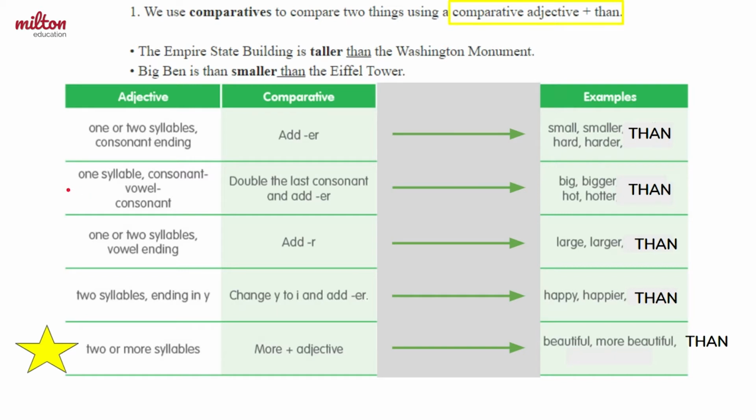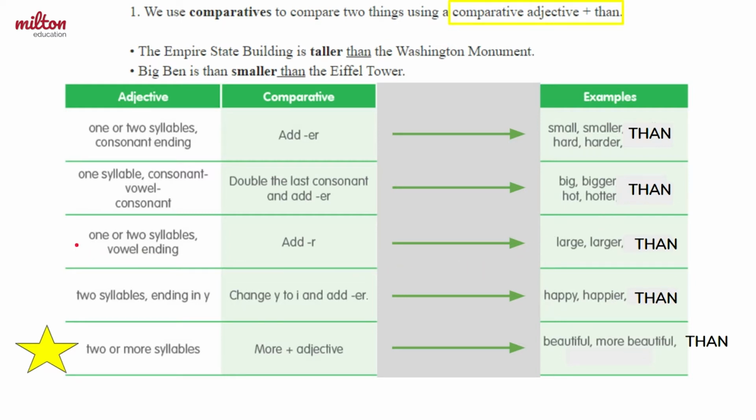If our adjective is 1 syllable and follows this consonant, vowel, consonant pattern, we double the last consonant, that means make 2 of the last consonant, and add er. For example, big ends with the letter G, which is a consonant. So we make 2 G's, and then we add er, bigger than. Or hot becomes hotter with 2 T's, hotter than.